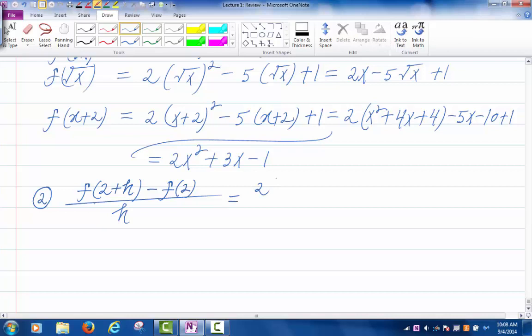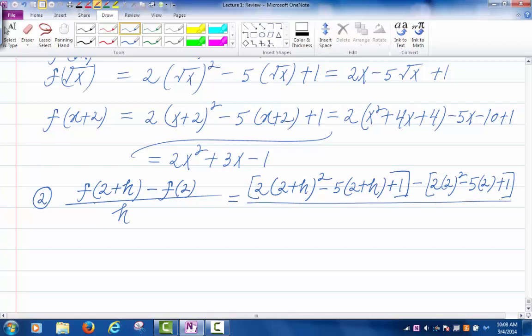Well, you take 2 times 2 plus h. In the formula for f, you replace x by that, right? So 2 times 2 plus h squared minus 5 times 2 plus h plus 1. So this is basically f of 2 plus h. And then what is f of 2? F of 2, when you plug in 2, you get 2 times 2 squared minus 5 times 2 plus 1. And then the whole thing divided by h.